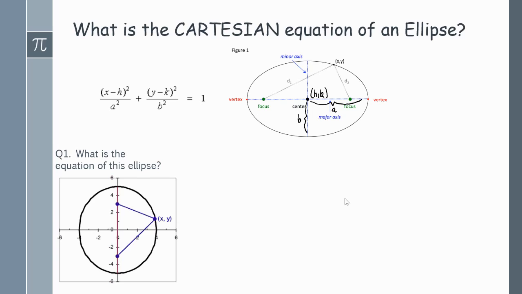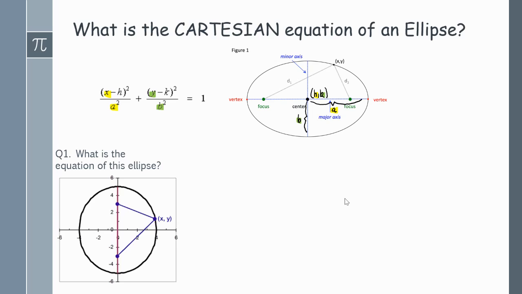And B gives us, again, in less mathematically rigorous terms, the vertical radius of our ellipse. So from the center point straight down to where it touches the ellipse. Notice that the x's and the a, h go together, and the y, b, and k's go together.